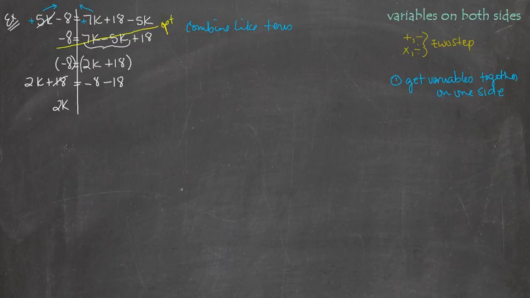So I have 2k equals negative 18 minus 8 is negative 26. 2 is connected to k by multiplication, so I want to turn a multiplied 2 into a divided 2, which makes it disappear on this side. And so k equals negative 26 divided by 2 is negative 13.